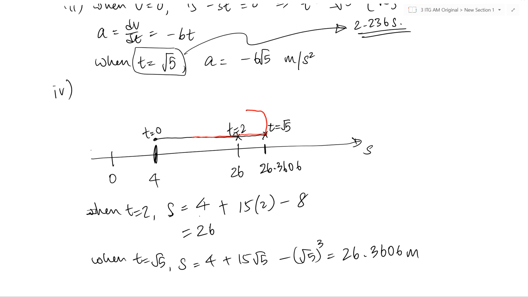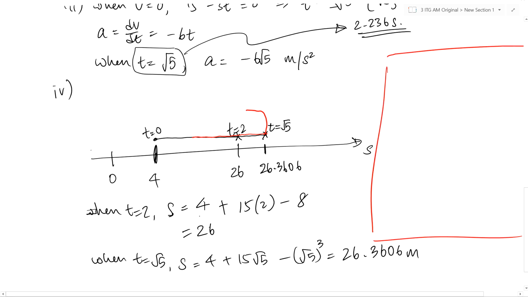The next timing that we are interested in is when time equals 3. Due to a lack of space, I shall do it over here. When t equals 3, s will be 4 plus 15 times 3 minus 3 to the power 3. And how much is this now? 22. If this is 22, you have to figure out where 22 lies on your horizontal axis. It must be before 26, isn't it? That means from here, he has arrived at this point. And this is time equals 3.